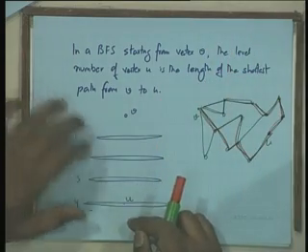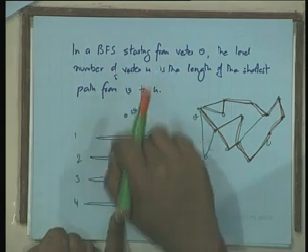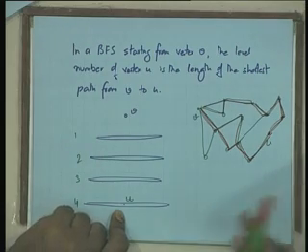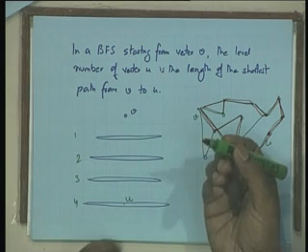So, the claim is that if this vertex u is at level 4, then the shortest path from V to u is of length 4. So, first let us show that there is a path of length 4. How do I show there is a path of length 4?